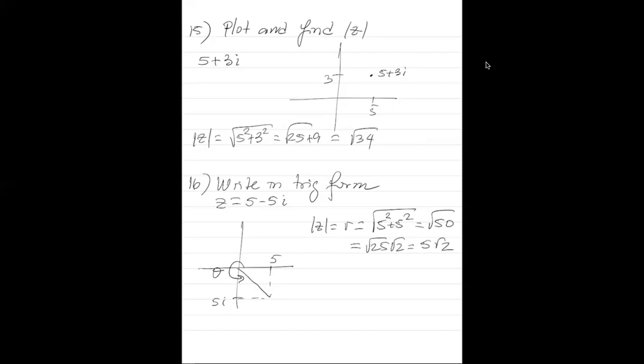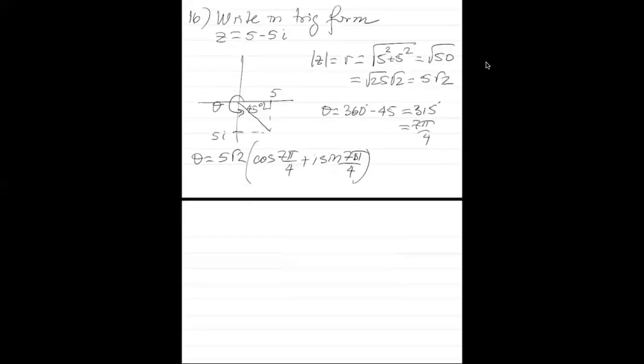The angle theta, can we figure it out? This here is going to be 45 degrees. So our angle theta will be 360 minus 45, because of the isosceles triangle, or you can do tangent. So 315, or write it in radians, 7 pi over 4. So finally our trig form will be 5 root 2 cosine of 7 pi over 4 plus i sine 7 pi over 4. And we leave it like this.